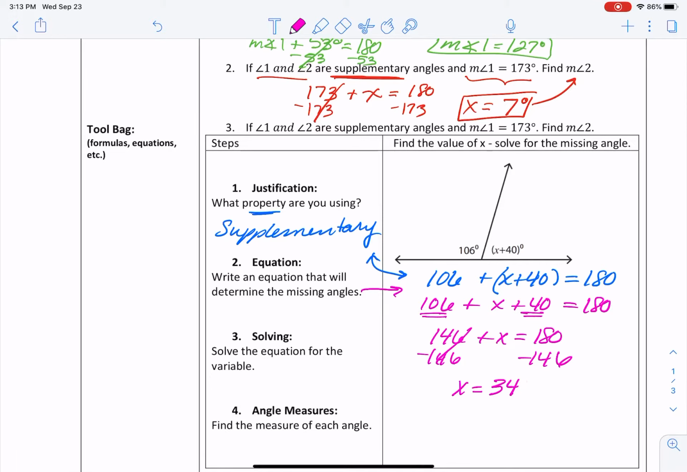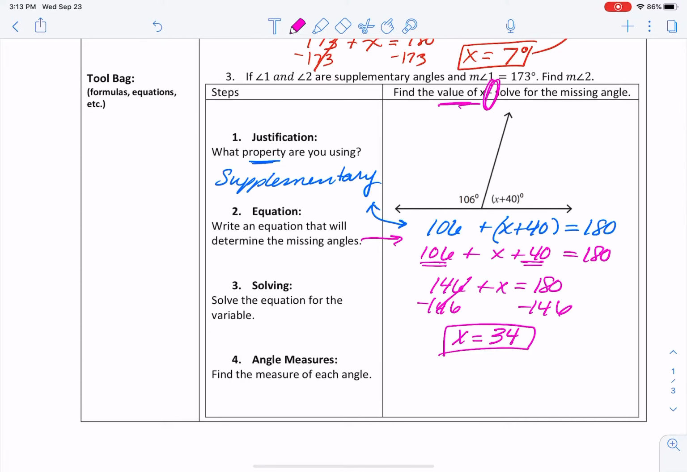So now, remember to answer the question being asked. It said to find the value of x and solve for the missing angle. So I have x, now I need to solve for the missing angle. So the missing angle is x plus 40, that's 34 plus 40, that's 74 degrees. So I need to have both of those to get all of the points on that problem.